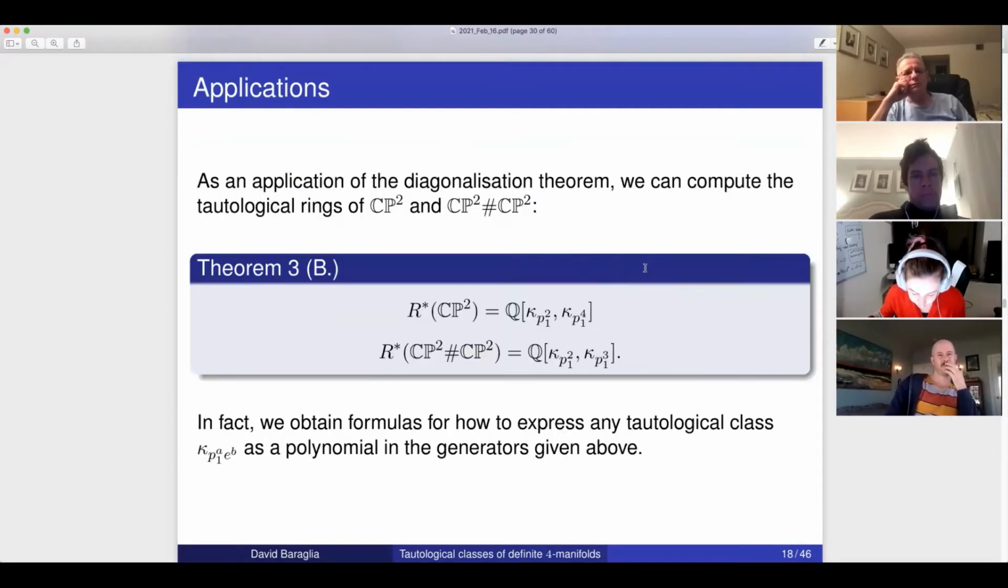All right, and then using these formulas, there are some applications. If you just look at CP2 or CP2 connected sum CP2, you can actually use those formulas to figure out the tautological ring. In both cases, it's just a polynomial ring. For CP2, it's generated by kappa_{p1^2} and kappa_{p1^4}, and for CP2 connected sum CP2, it's kappa_{p1^2} and kappa_{p1^3}.